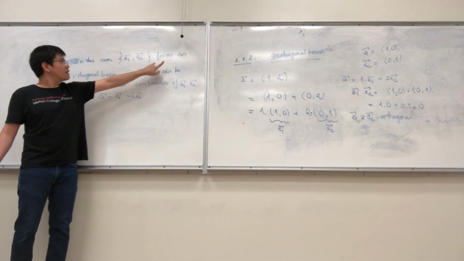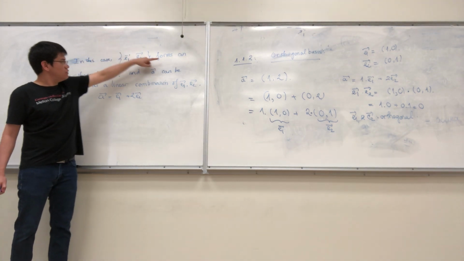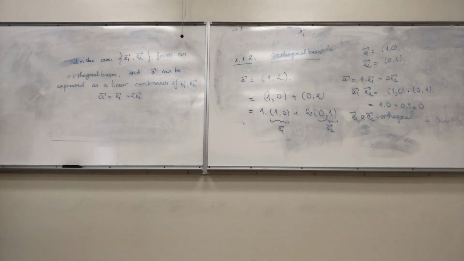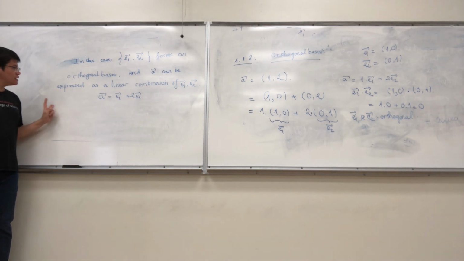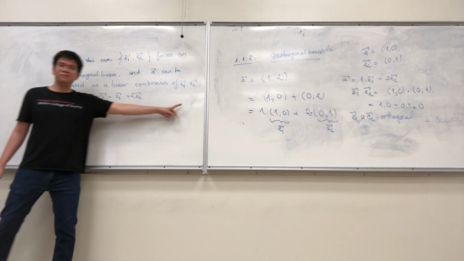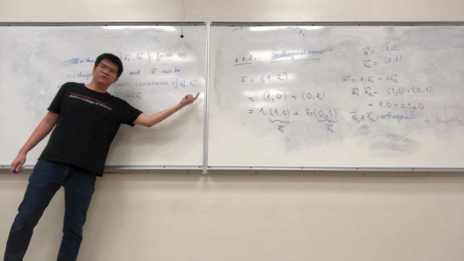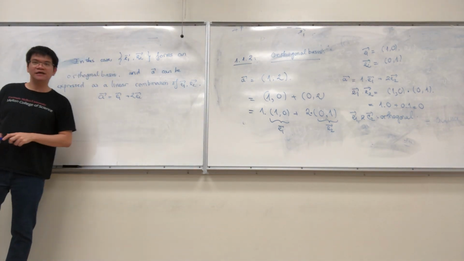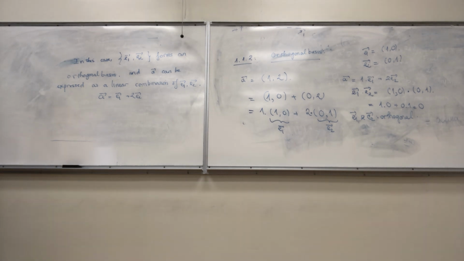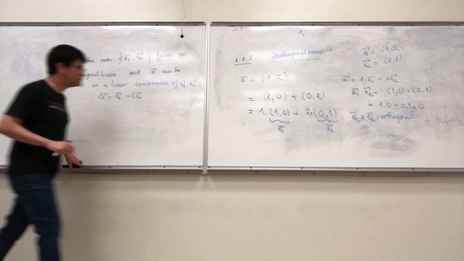So the set E1, E2 forms an orthogonal basis, and the vector A can be expressed as a linear combination of the two vectors E1 and E2. So in this case, A is E1 plus 2 E2, right? It's clear? Questions?